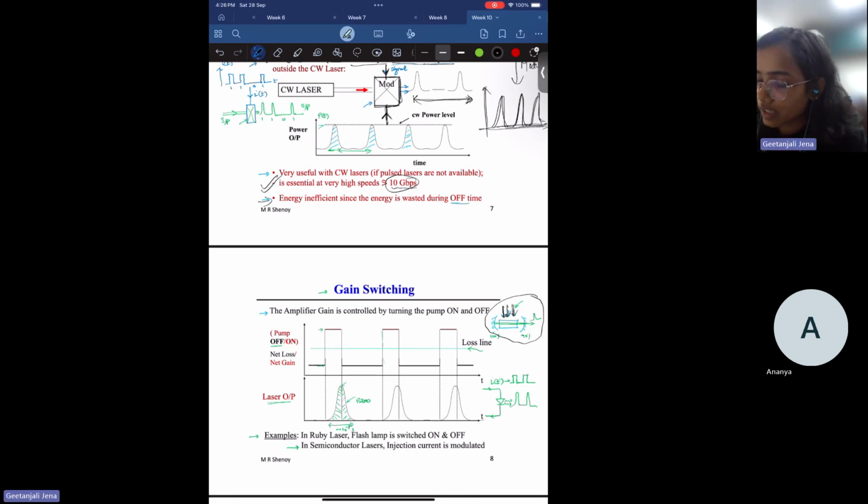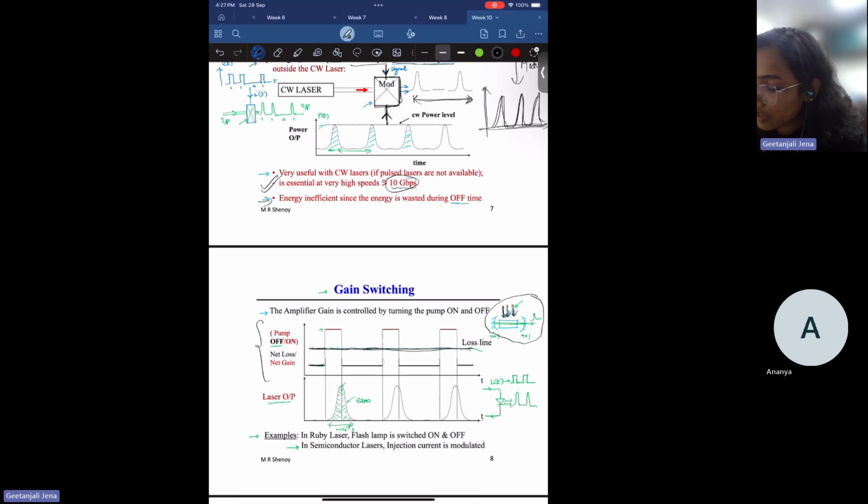If you look at this figure, there is a loss line here. This is the loss line, and to get amplification, the gain should be greater than this loss line. Let us say for the first time, at t equal to t0, the pump is off. That means the loss is greater than the gain in the system, so whatever gain is achieved is lost during the oscillation process.